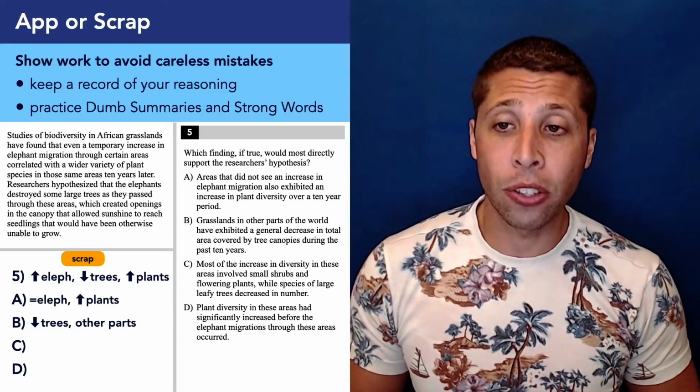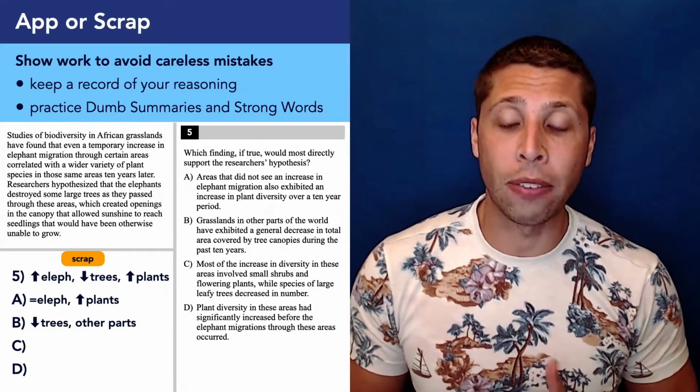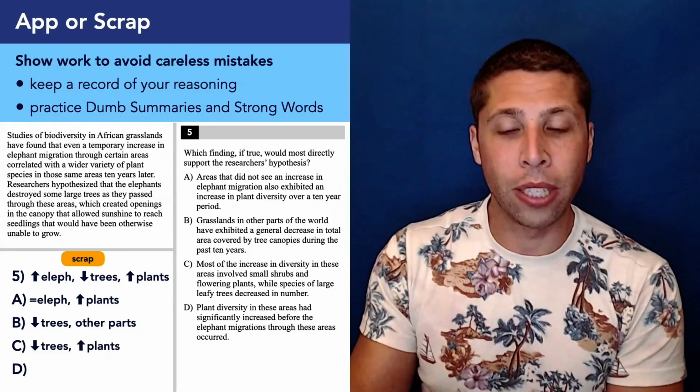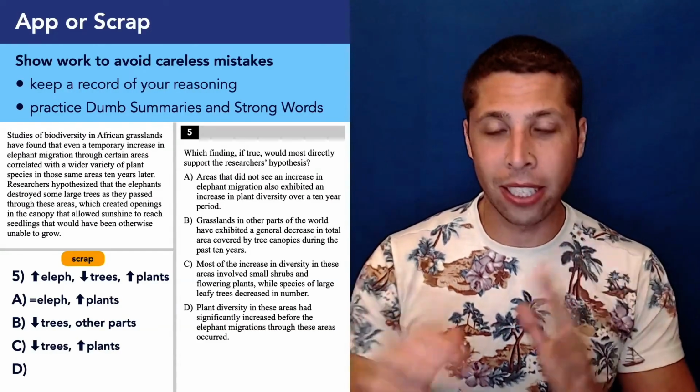Most of the increase in diversity in these areas involves small shrubs and flowering plants, while species of large leafy trees decreased in number. Okay, a decrease in trees sounds good, leads to an increase in the diversity of their plants. I don't know, that seems to match, but let's look at D.